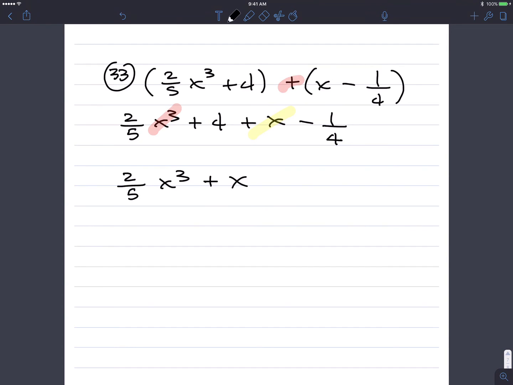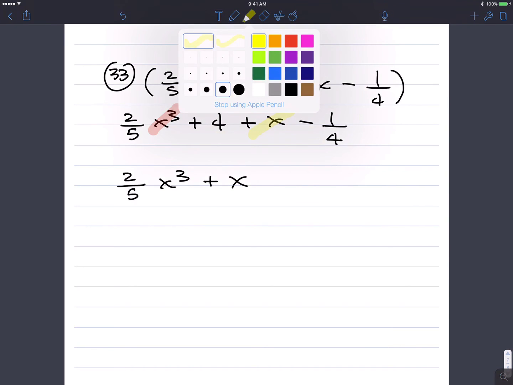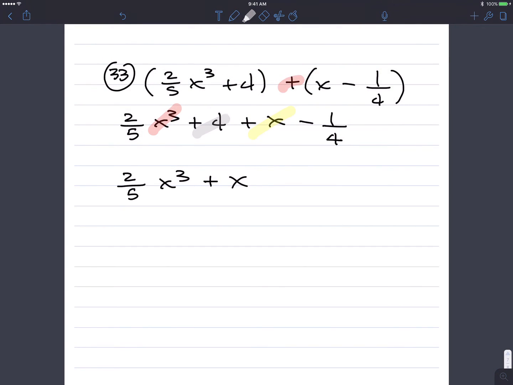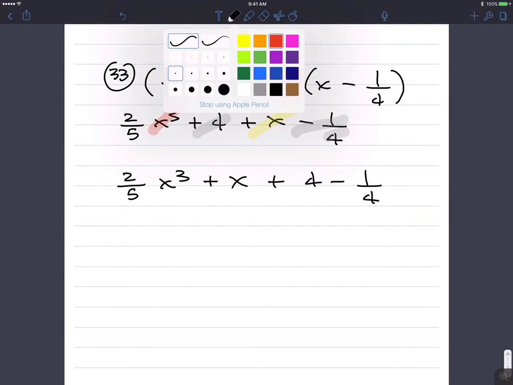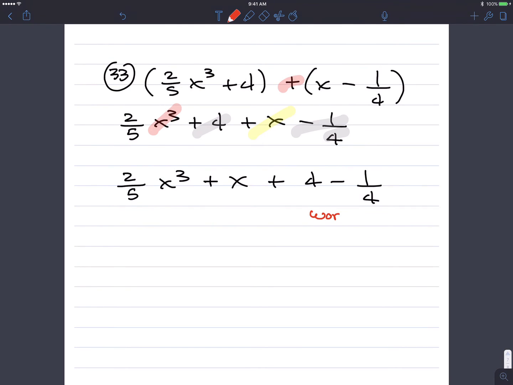I don't have any other bananas to combine with. So I didn't have any apples to combine with. I don't have any bananas to combine with. But I do have, if you want to think of it as, $4 minus 1/4 of a dollar. So I do have some work here to do, some arithmetic, to find what 4 minus 1/4 is.